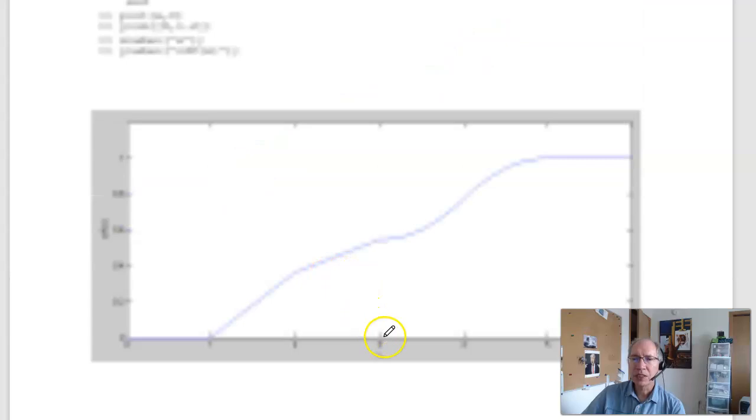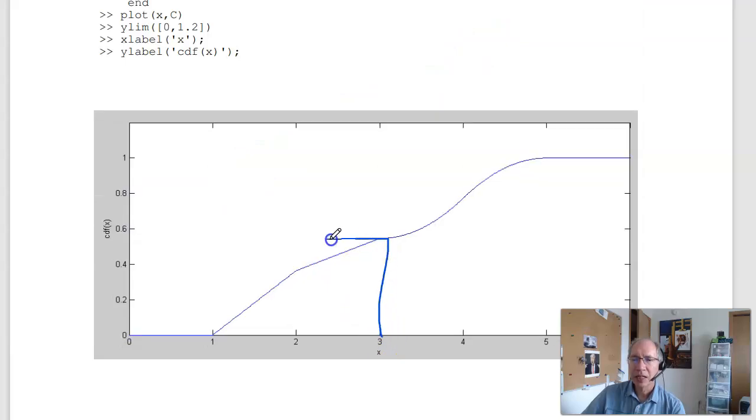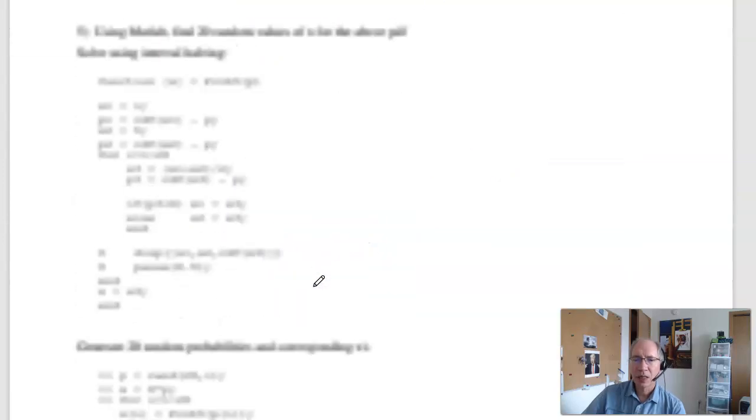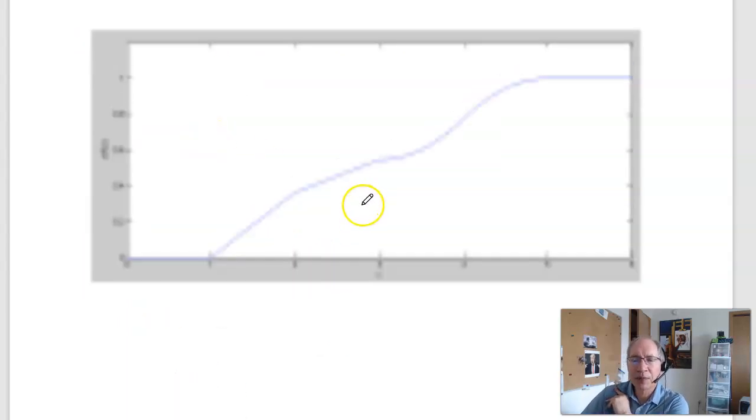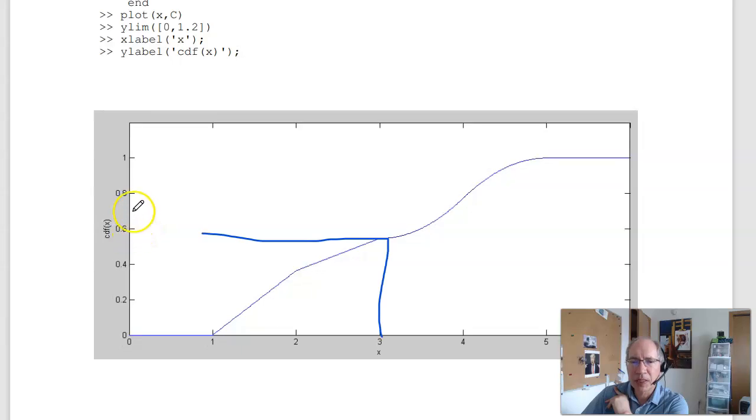So what this does is, given x, I know the CDF. Now, given the probability, I want to find x. Here I'm going to use interval halving. If I have some probability, like right here, 0.7, find this value. I'm going to take my first guess as 0. The second guess is 6.